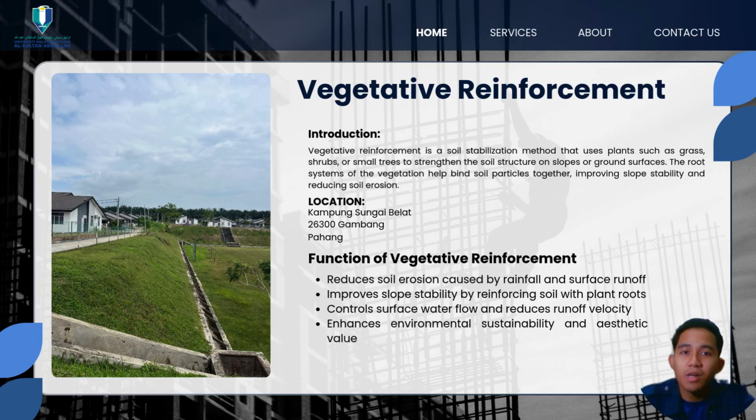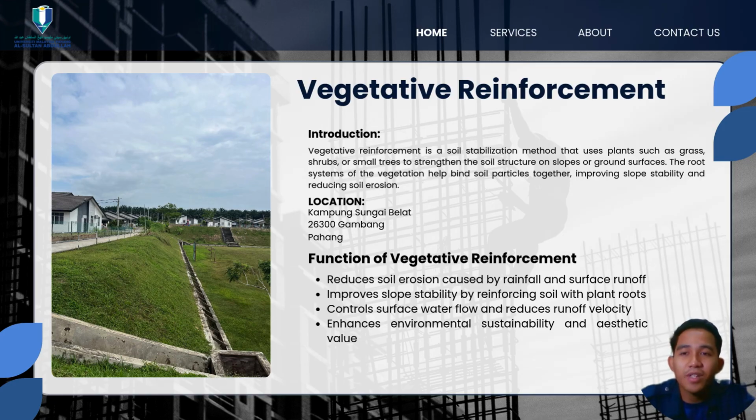Vegetative reinforcement is a soil stabilization method that uses plants such as grass, shrubs, or small trees to strengthen the soil structure on slopes or ground surface. The root system of the vegetation helps bind soil particles together, improving slope stability and reducing soil erosion. The location of the vegetative reinforcement is at Kampung Sungai Belat, Gambang, Pahang.